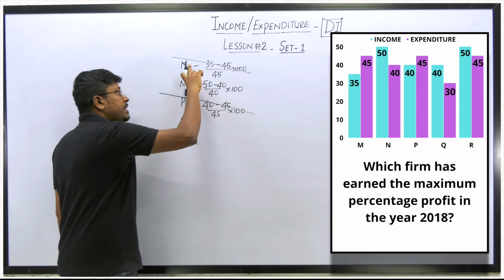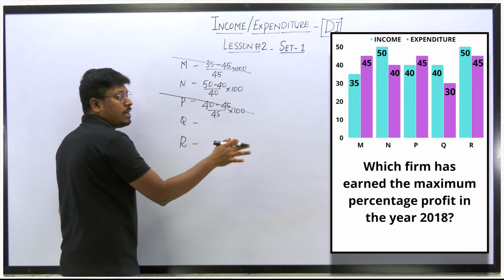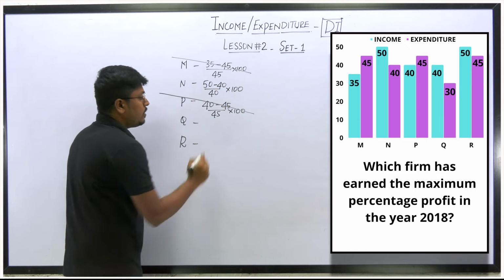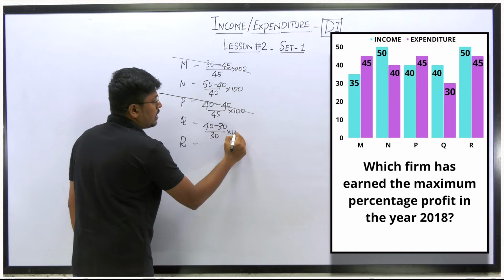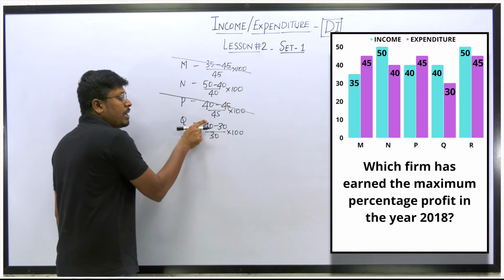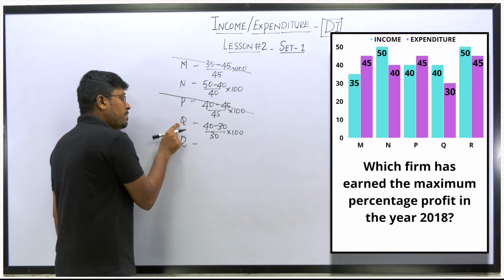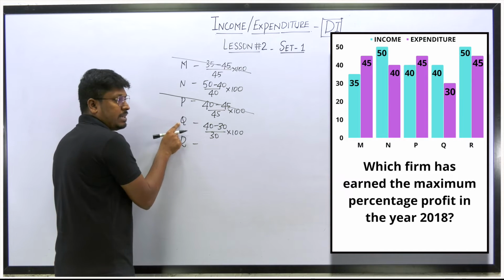So these 2 companies are getting a loss, so we can eliminate this. Got it? So company Q: 40 minus 30 divided by 30 into 100. Here you can see the numerator is a positive value, so company Q is getting a profit percentage.